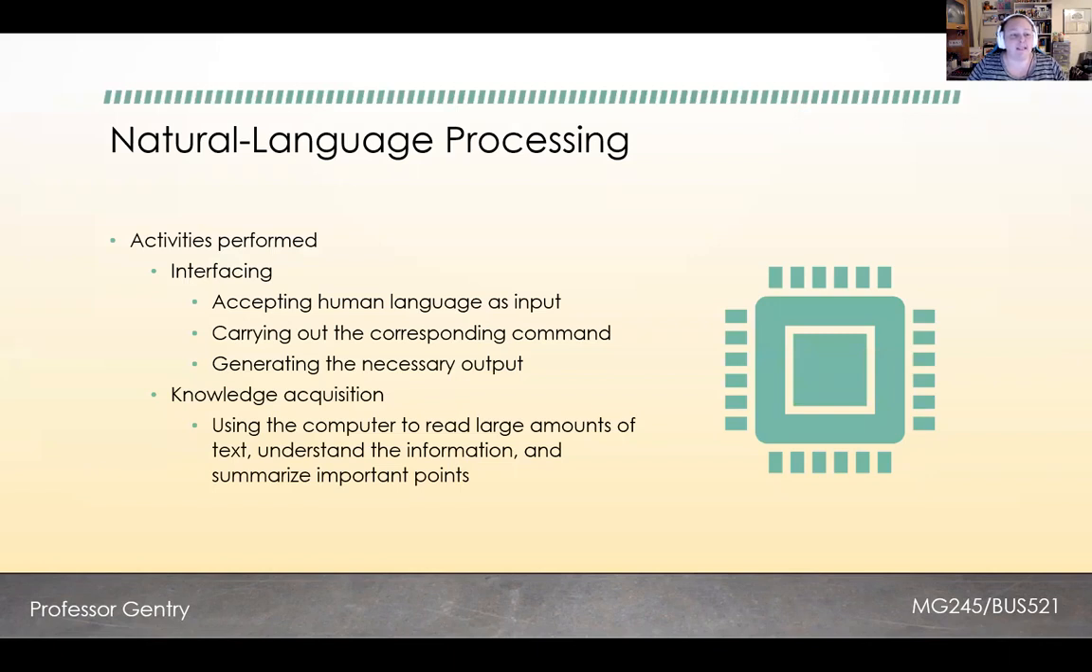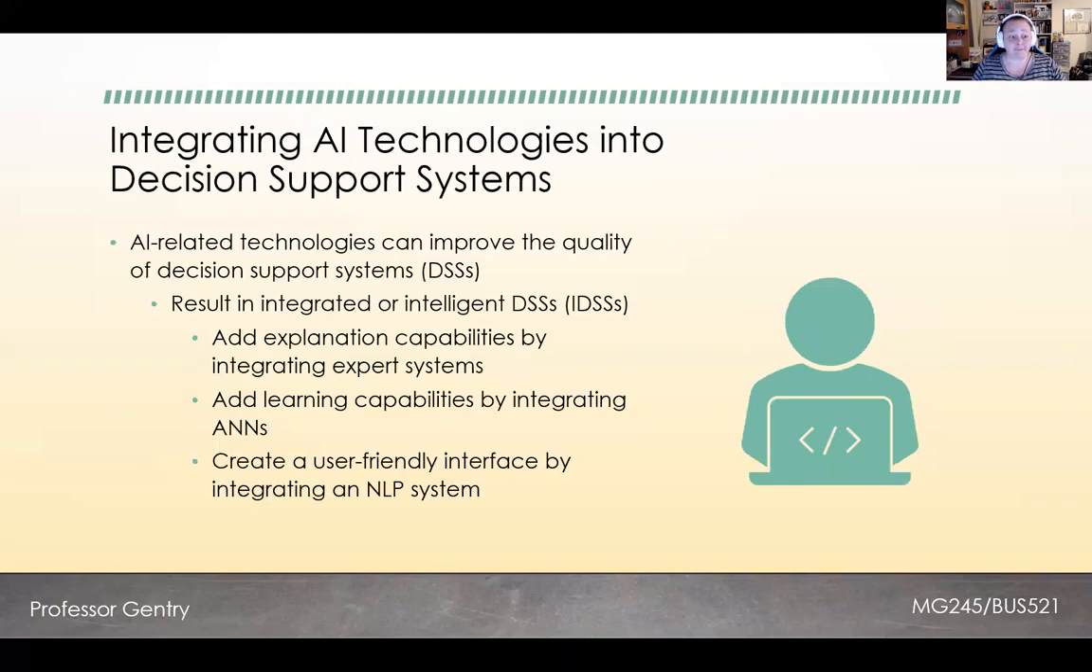With natural language processing, there are some different activities that can be performed: interfacing and knowledge acquisition. Interfacing is when it is going to accept that human language as input, carry out the command that it was told, and then generate the necessary output. Knowledge acquisition is using the computer to read large amounts of text, understand the information, and summarize the important parts. And that's what it's going to give back to the user.